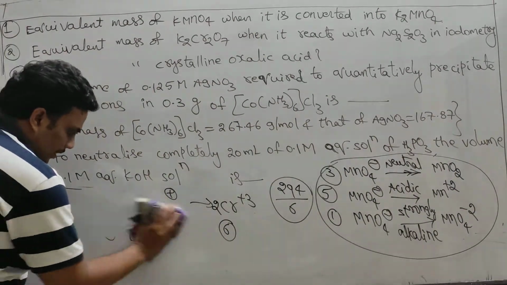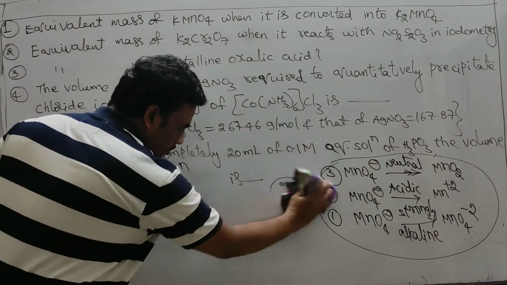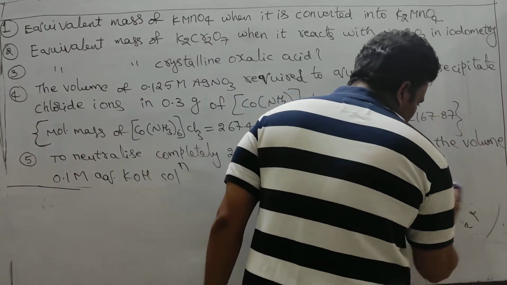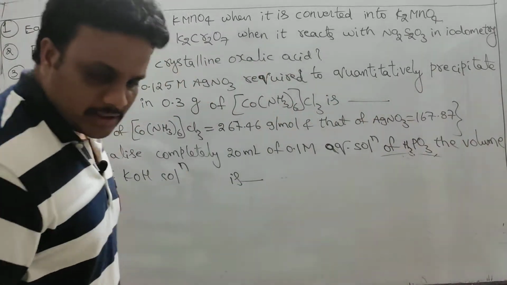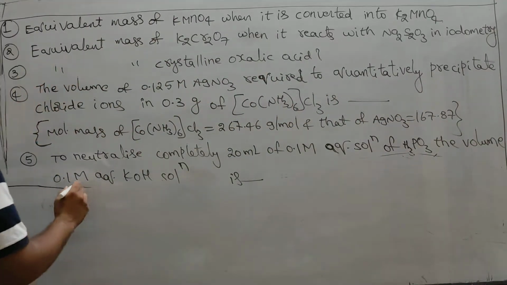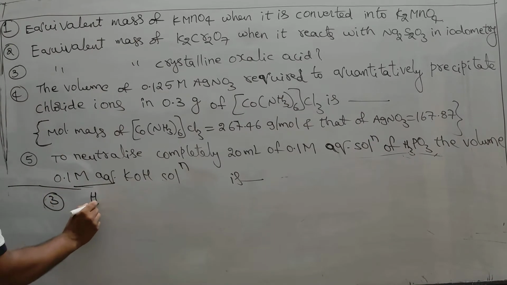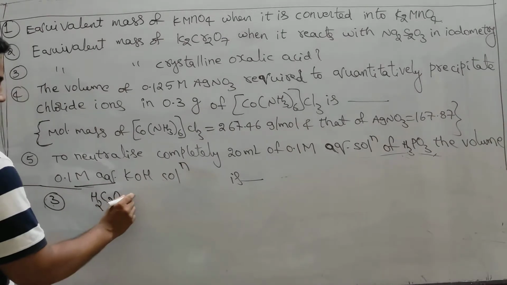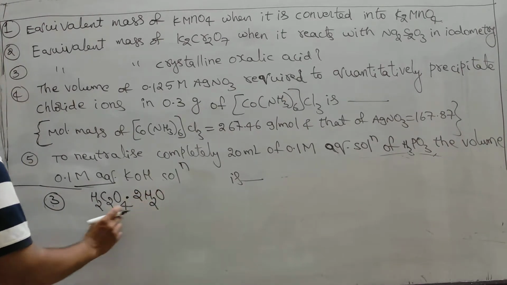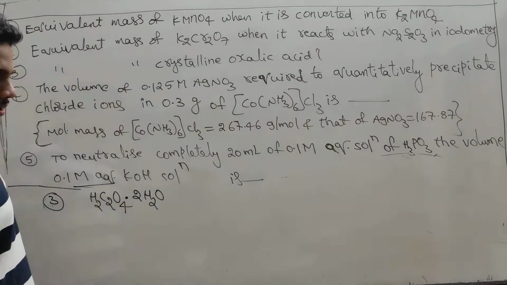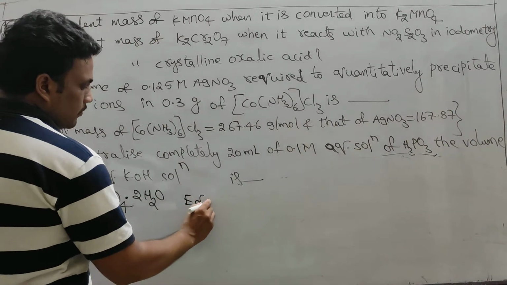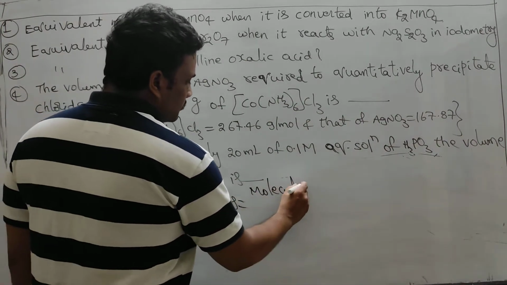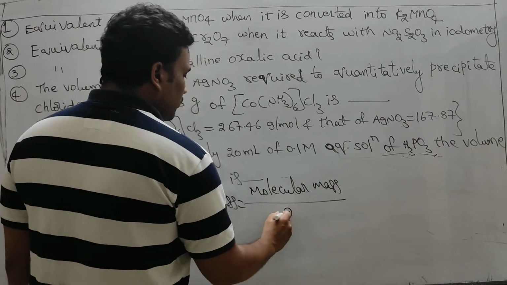Actually we all know about oxalic acid, that it is a dibasic acid. Its basicity is 2, and for any acid the N factor equals its basicity, so it is also 2. Oxalic acid is H2C2O4, but crystalline oxalic acid is given, and its formula is dihydrated oxalic acid. So how to calculate the equivalent mass? Simply its molecular mass upon the N factor, which should be 2.